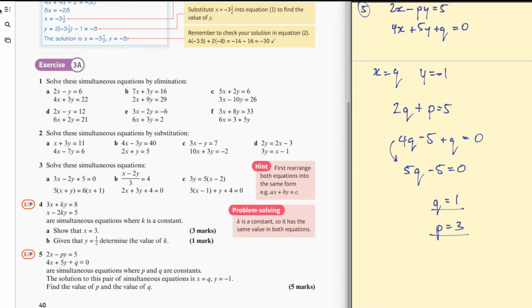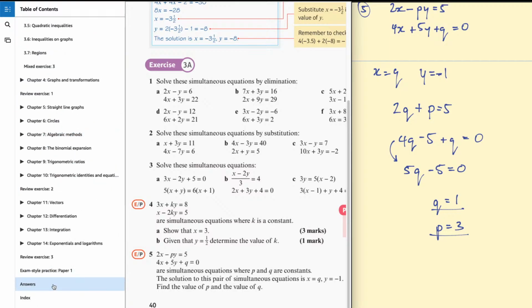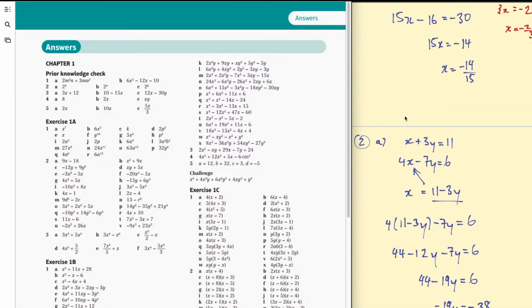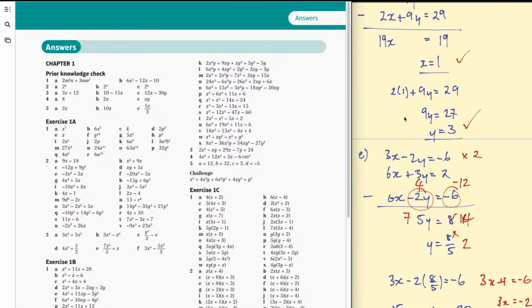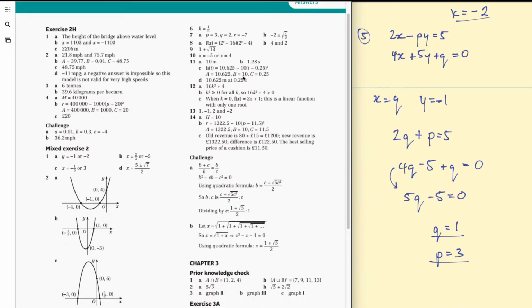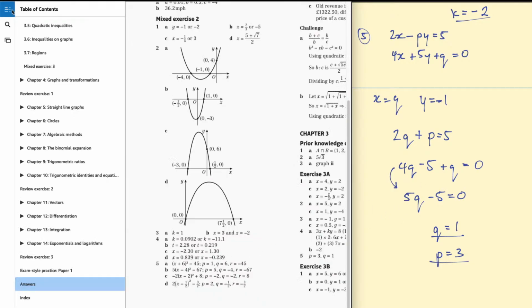Okay, that was, I don't know, pretty straightforward. So I feel like I've done something wrong. Let's see, what exercise is this? 3A. Right, q equal to 1, p equal to 3. There you go. 5-mark question.